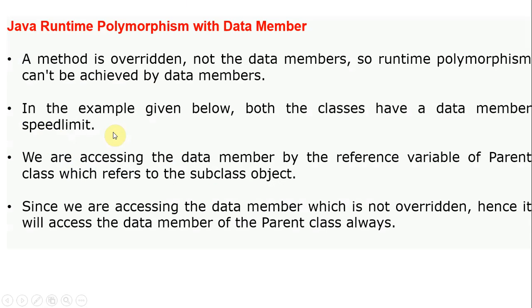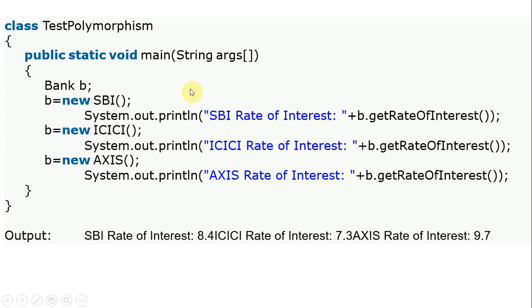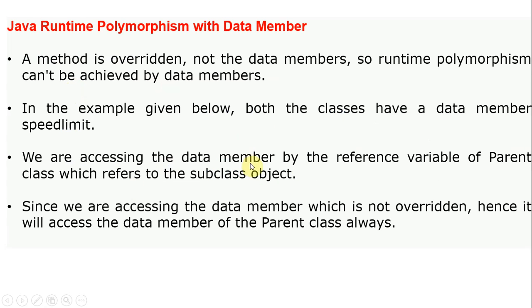So in the coming example, we have classes and a data member speed limit, that is a variable. We are accessing the data member by the reference variable of the parent class, which refers to the subclass object, the same way we call the methods of the subclass. Like that only we are trying to call the data members, that is, variables. Since we are accessing a data member which is not overridden, it will always access the data member of the parent class.